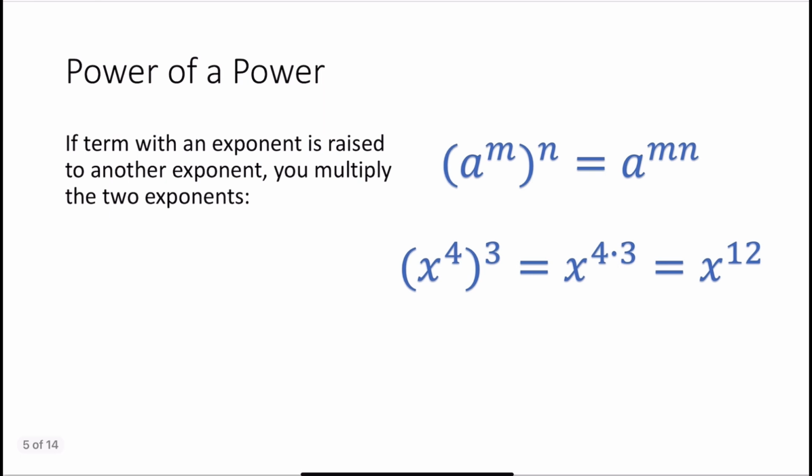Another thing I want to remind you of is this important exponent property that we'll be using. If a term with an exponent is raised to another exponent, remember you multiply the two exponents. So if we have x to the fourth to the third power, that's going to be x to the 12th because we can combine these exponents by multiplying them. So that's 4 times 3, which is 12.